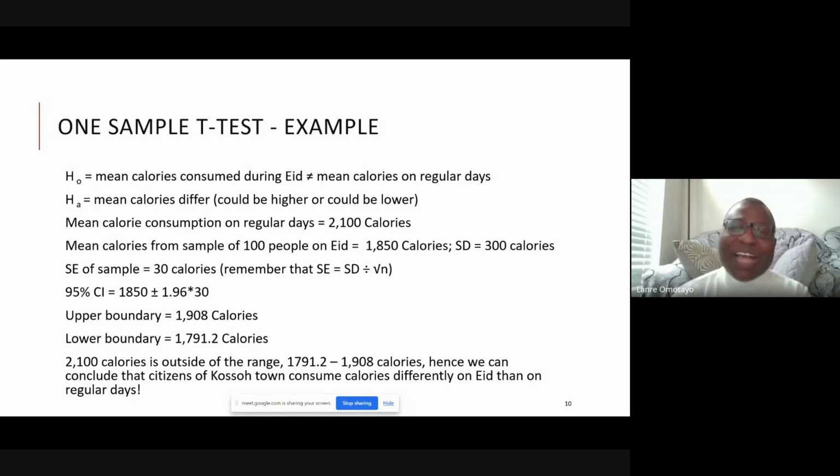But at least now the error has taught me something, that you actually know what you're talking about. You're not just reading from the slide. So the null hypothesis is that on each day, people do not eat differently than on regular days. Basically, on each day, what people eat is equal to what they eat on regular days.